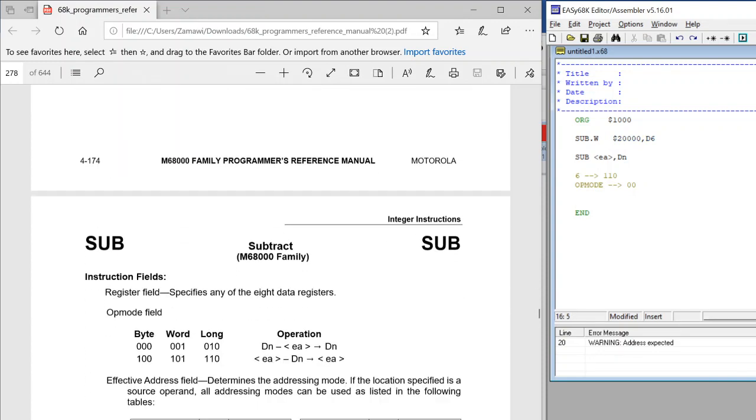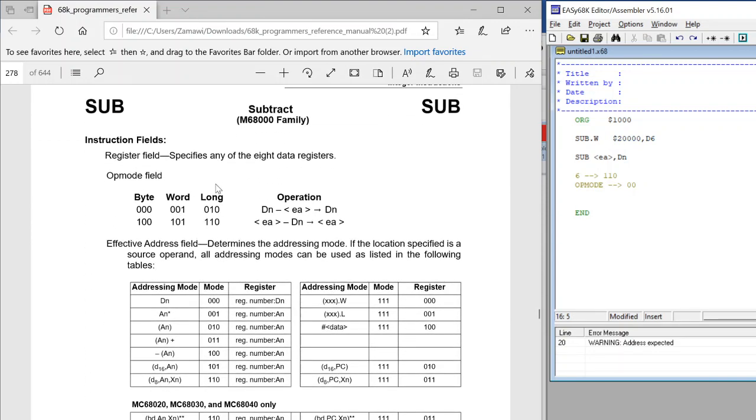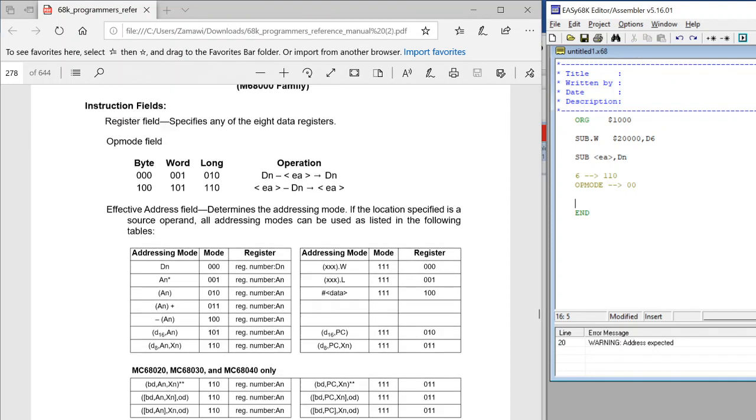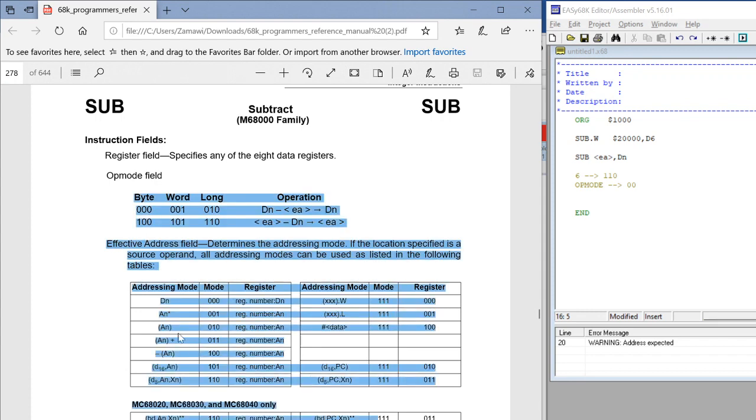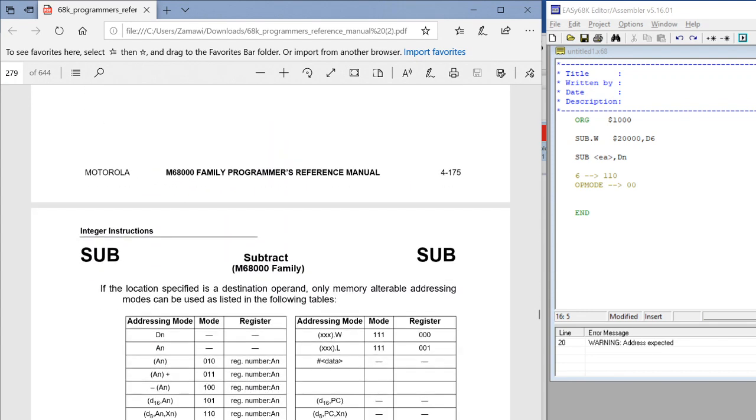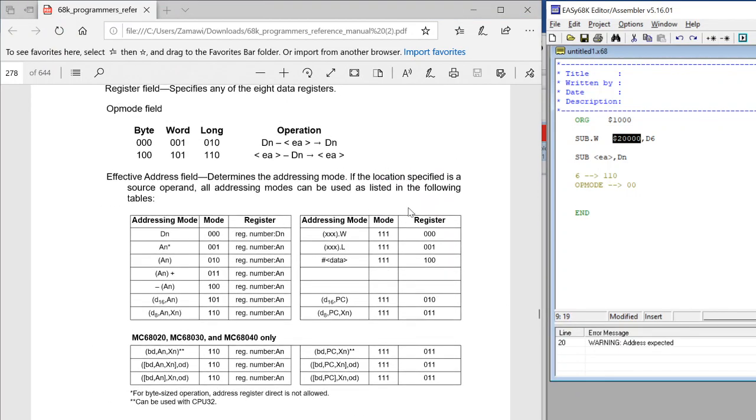Source. So for the source, you have to put it back. Look at the instruction field. The effective address is the location. This table is for the source operand, and if the effective address is a destination, then you refer to the destination table. For this example, this one is actually the source, so you have to refer to the source table.